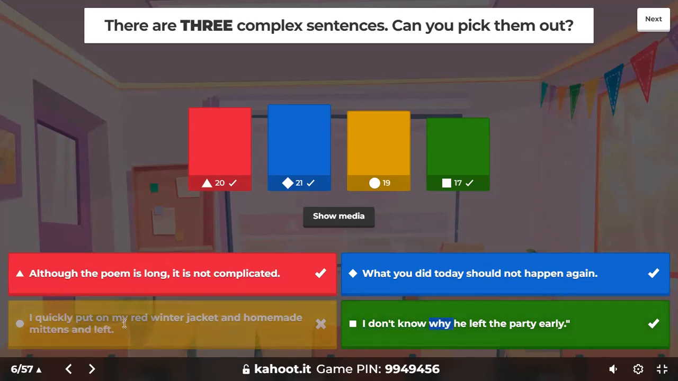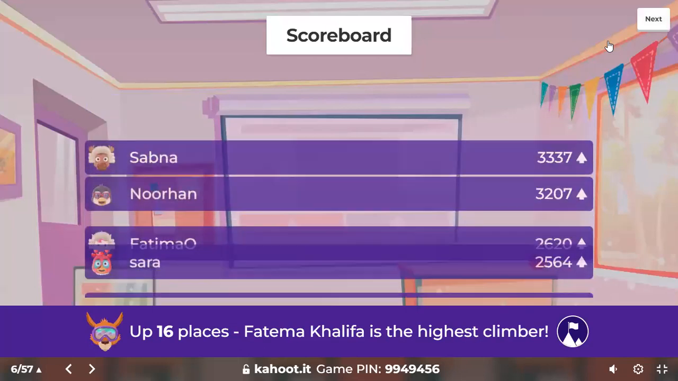Now, the yellow one, no, it's wrong. Look, there's only one subject and one verb. I is the subject and put on, that's it. This is the verb. My red winter jacket, well, that's an object. A jacket, winter jacket, and homemade mittens, well, this is another object. And left, this is a compound. This sentence is a simple sentence with a compound verb. I put and left. That's it. This is a simple sentence. It's not complex. 19 of you guys have answered the question incorrectly.